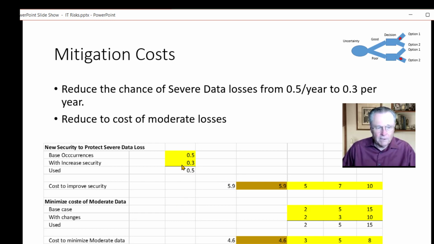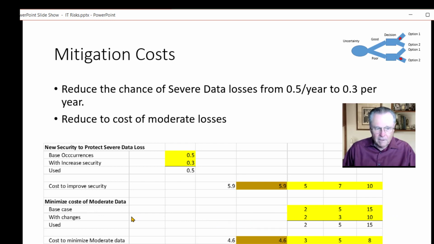So in this particular case, for the severe, we're going to reduce the frequency from 0.5 to 0.3. So we'll either use one or the other here, depending upon whether we're mitigating. And if we mitigate to the 0.3, then we incur the cost to improve the security, which is going to be 5, 7, or $10 million in a triangular distribution. We can also do the moderate data. And here we're going to change the cost of the moderate data. So the base case was 2, 5, and 15.